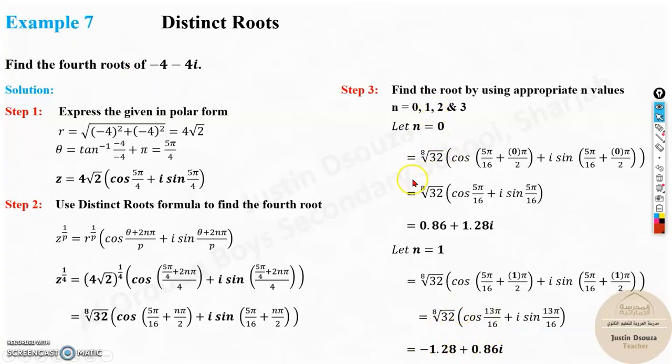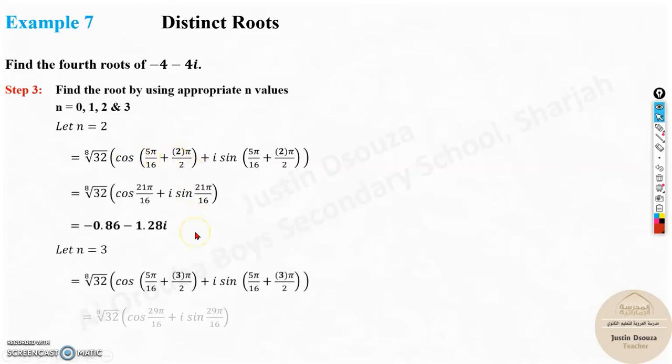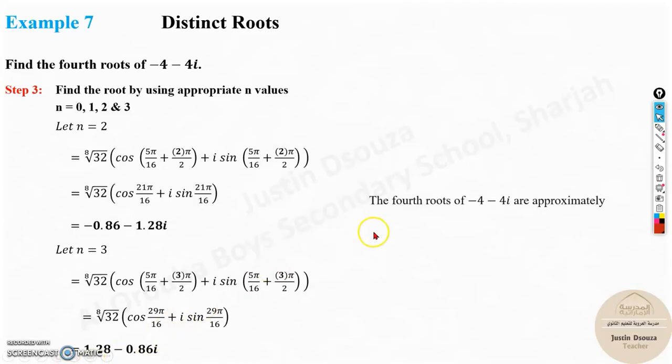Same way you need to continue to do it for 2. So n is equal to 2, and over here only the n value changes to 2. The same formula. And lastly we have to do it for 3. Now, this is not difficult. If you understand one step, it is the same repetition. You have to repeat it over and over till the n values are found out. It's the fourth root, so you have to repeat it that many times. So the final answer, the fourth roots are approximately, this is 1, 2, 3, and 4. So these are the answers for the distinct roots, the fourth roots for this given number.